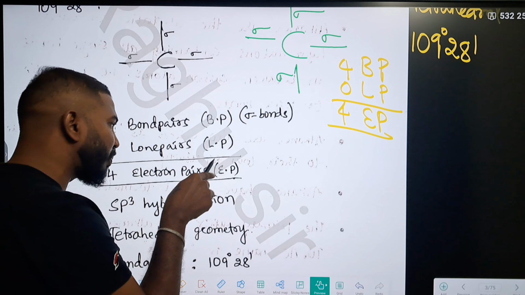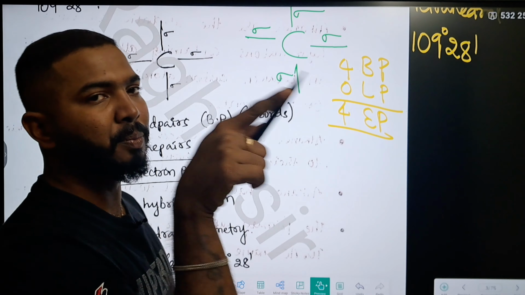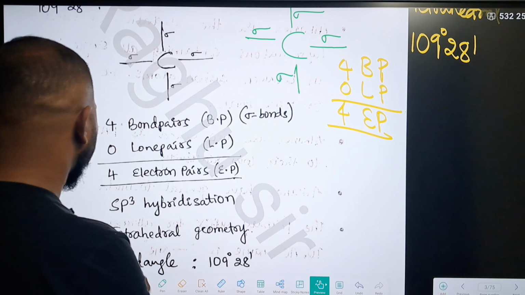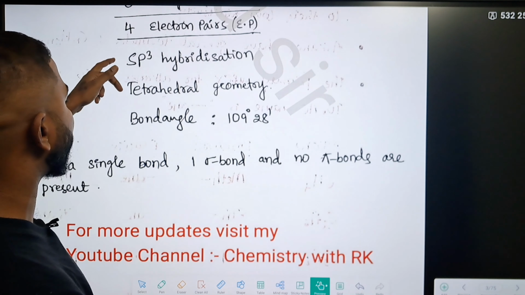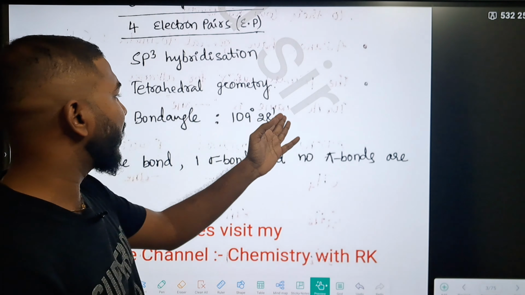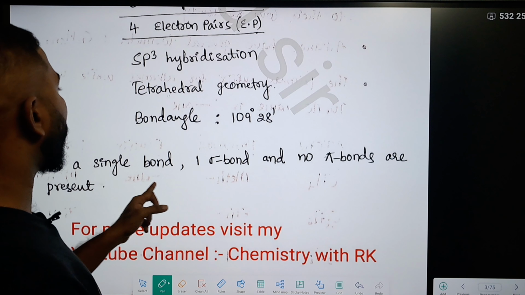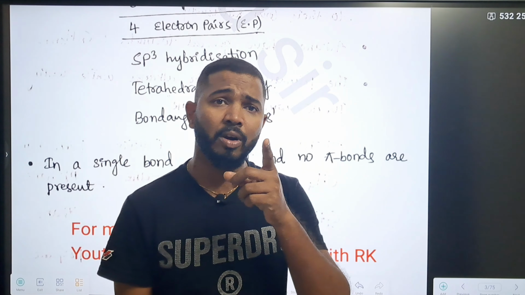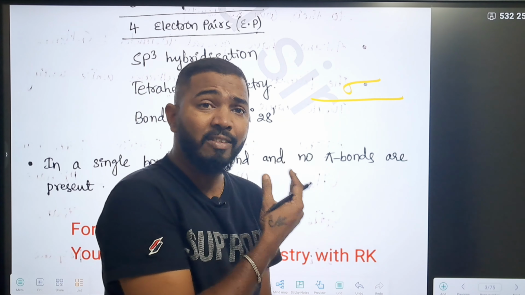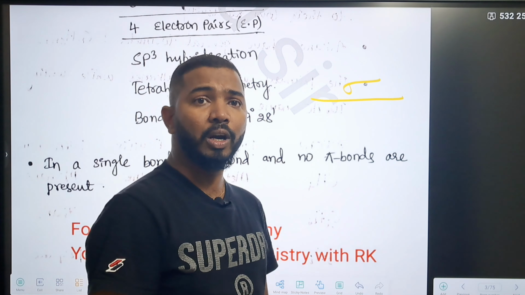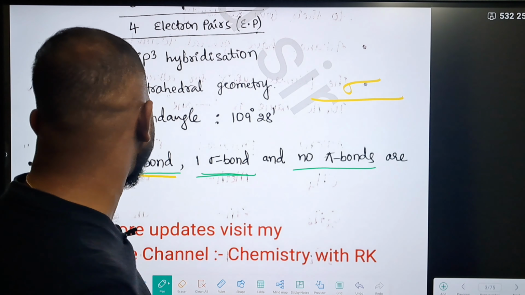Sum of bond pairs plus lone pairs gives the total number of electron pairs. If we have 4 electron pairs, we are going to have sp3 hybridization. And now, when it is having sp3 hybridization, obviously we are going to have tetrahedral geometry. And then the expected bond angle is 109 degrees 28 minutes. And then now, in a single bond, generally we will see only 1 sigma bond. Yes, in general, one single bond will have only 1 sigma bond. We don't have any pi bonds in this particular single bond. So that's what I have given here. In a single bond, only 1 sigma bond will be there, no pi bonds are present, okay.